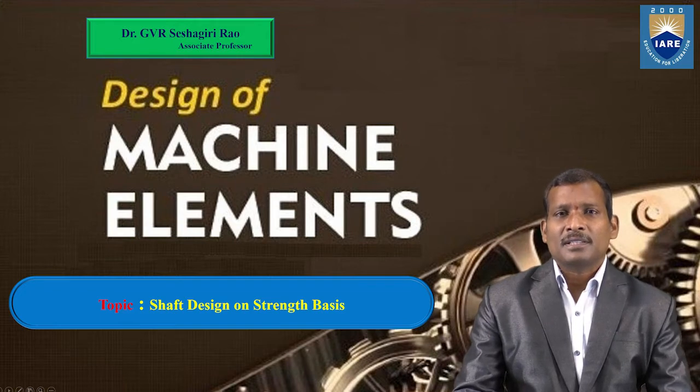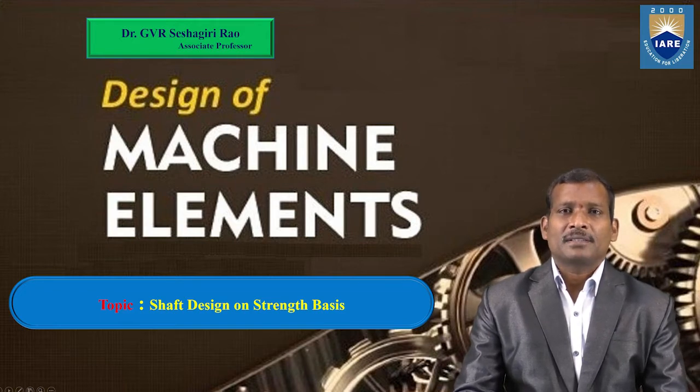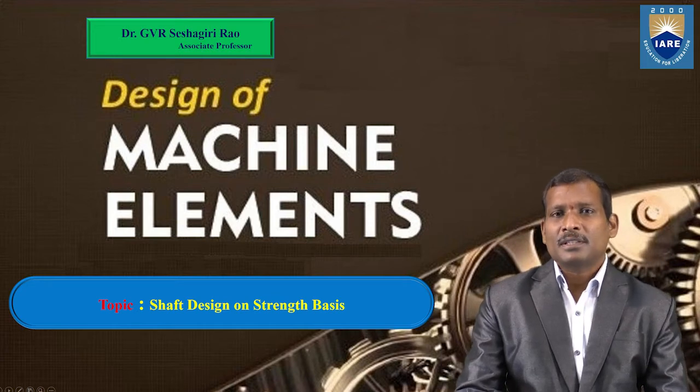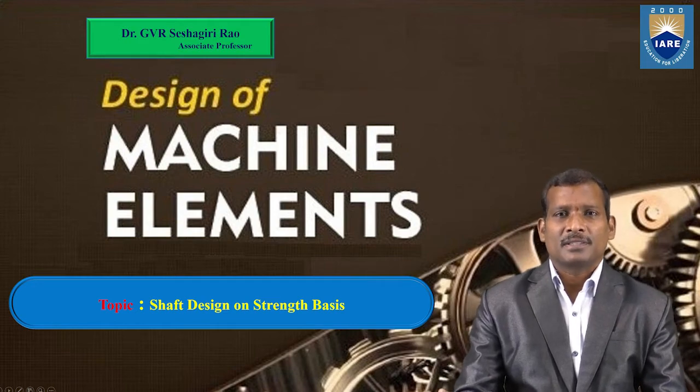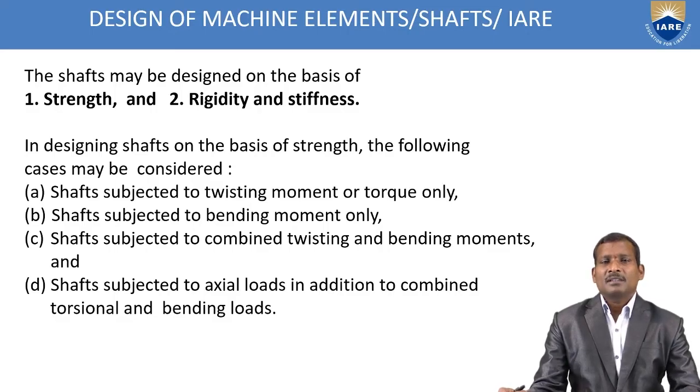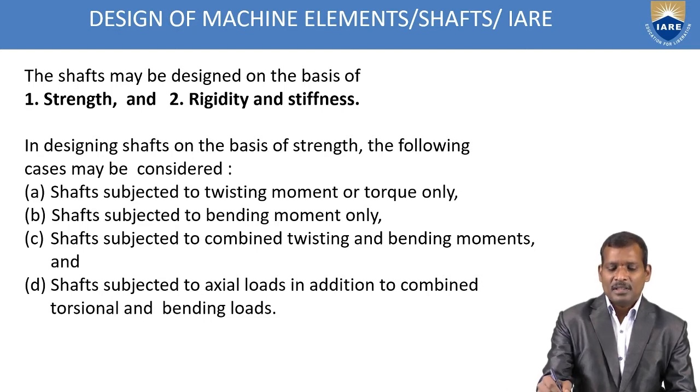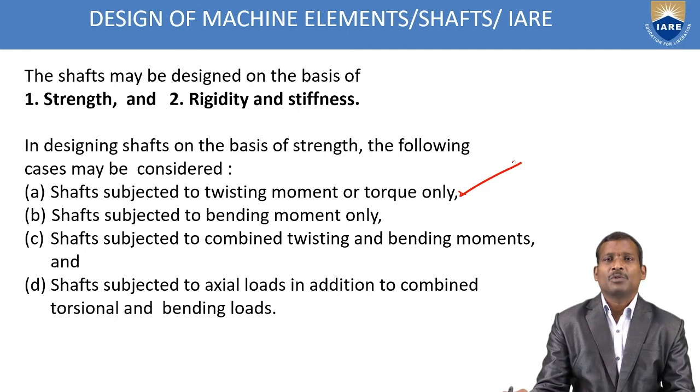The shaft design is based on two criteria: one is strength basis, another one is torsional rigidity. Now we will see what the strength basis design is and what the torsional rigidity design is. In designing of shafts on the basis of strength, the following cases may be considered. What are they? One is the shaft subjected to twisting moment or torque only.